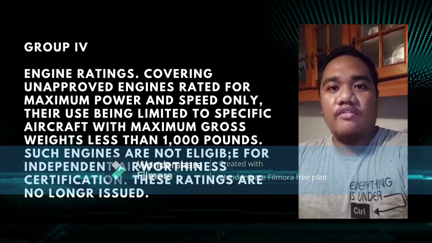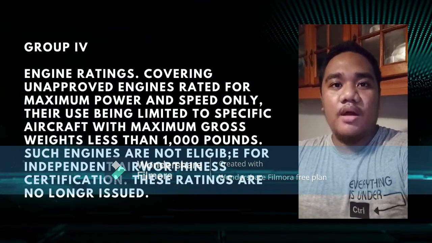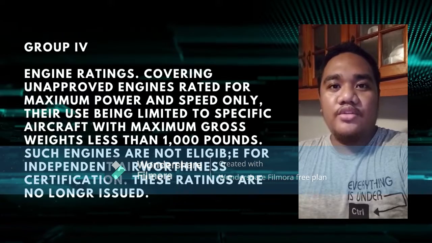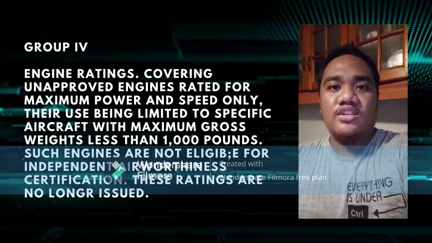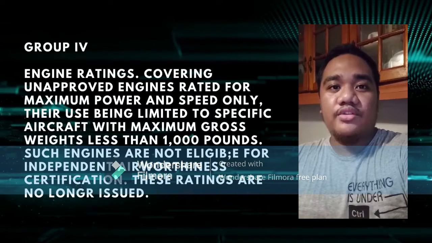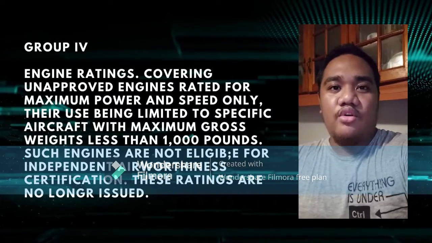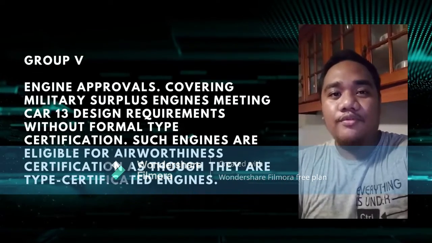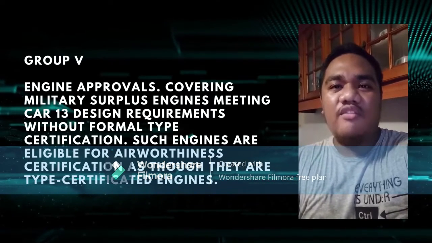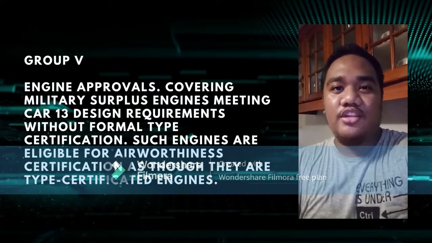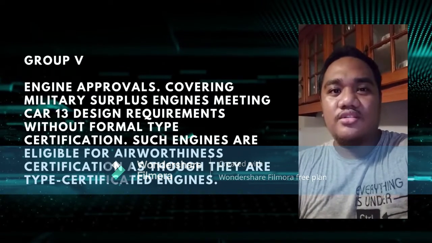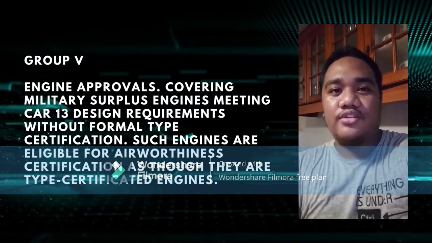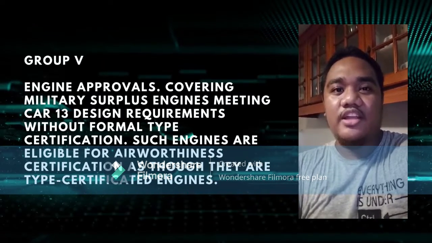Group 4 Engine Ratings, covering unapproved engines for rated maximum power and speed only. Their use is limited to specific aircraft with maximum gross weight less than 1,000 pounds. Such engines are not eligible for independent airworthiness certification. These ratings are no longer issued. Group 5 Engine Approval, covering military surplus engine CAR-13 design requirements without formal type certification. Such engines are eligible for airworthiness certification as though they are type certificated engines.